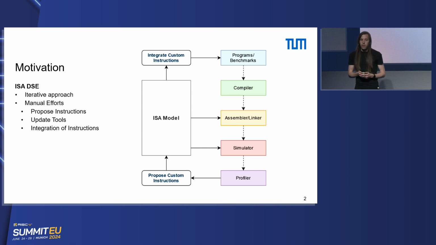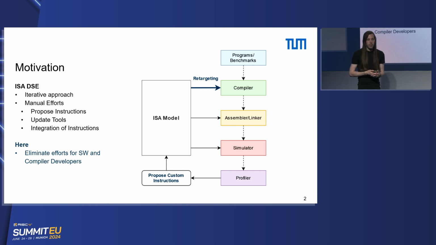Especially the integration of custom instructions into programs and benchmarks is currently very important because, of course, we want to make use of the custom instructions that we have just added to the RISC-V ISA. This presentation will be about eliminating this step and instead introducing compiler-level retargeting. And this retargeting can, of course, also be done manually, as explained in Alex's tutorial on Monday for LLVM. But for making this iterative procedure of ISA extension design space exploration work, this needs to be fully automated.